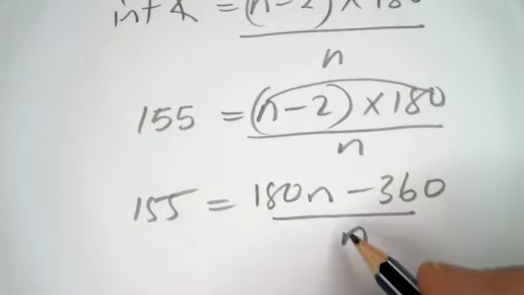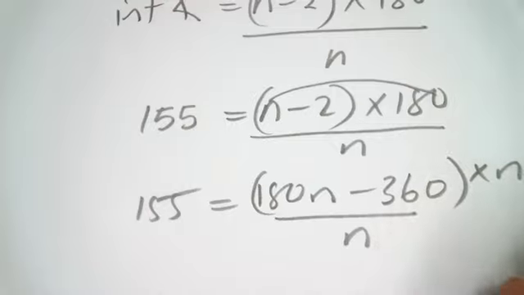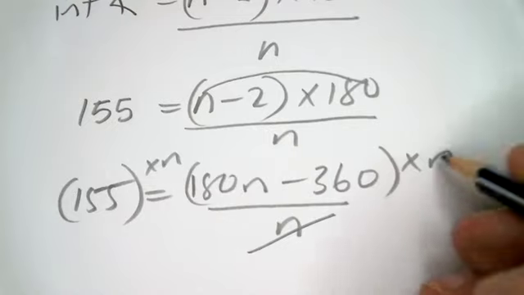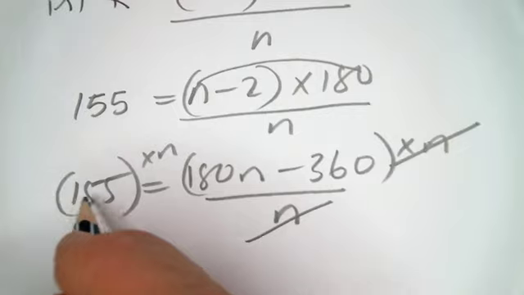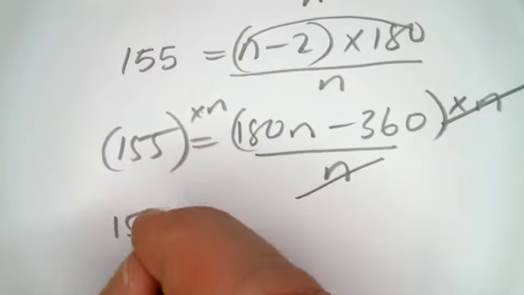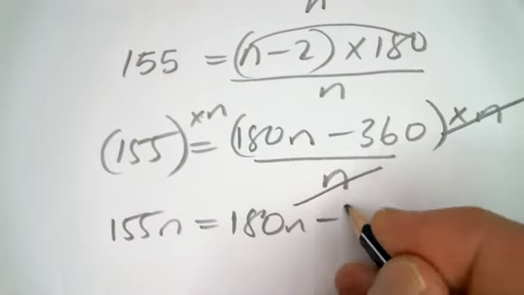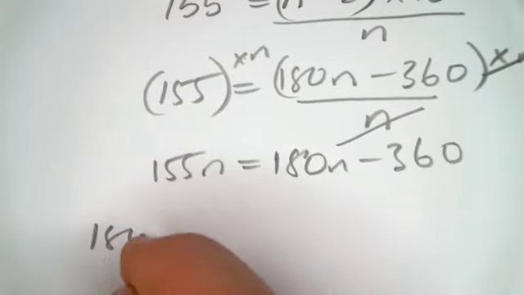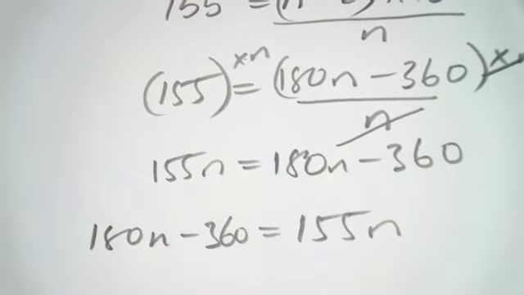So I want to get rid of this n. I'm going to multiply both sides by the denominator. I'm going to multiply all of this by n, and all of this by n. The reason I'm doing that is because n divided by n is 1, so now the denominator's disappeared. Of course, 155 times n is 155n, and I've got 180n minus 360. In fact, I'm going to rewrite this the other way around: 180n minus 360 is equal to 155n.